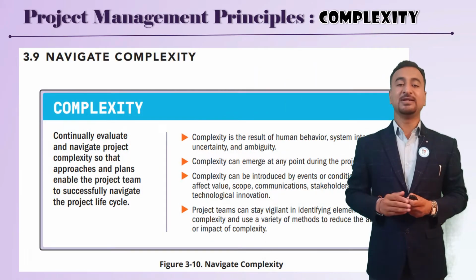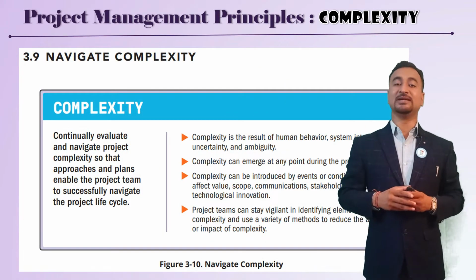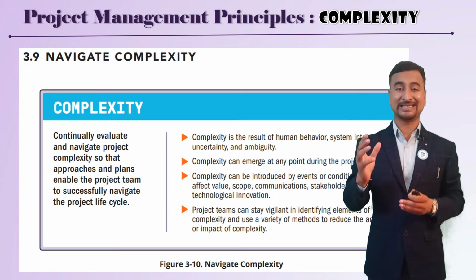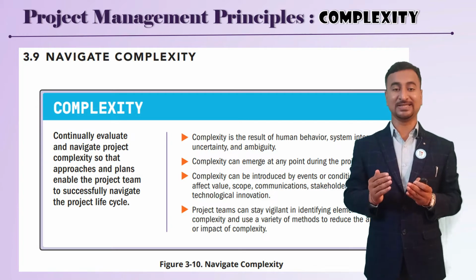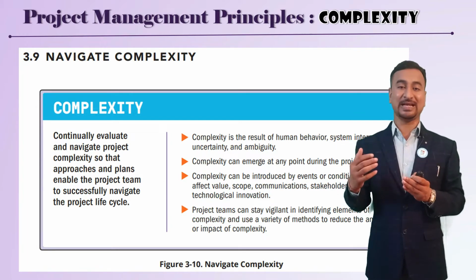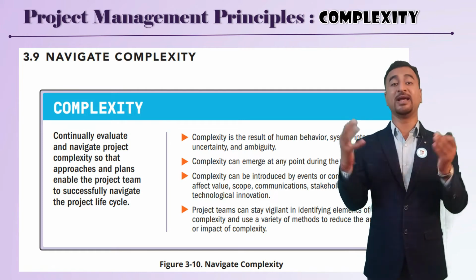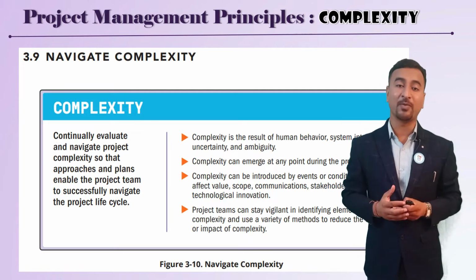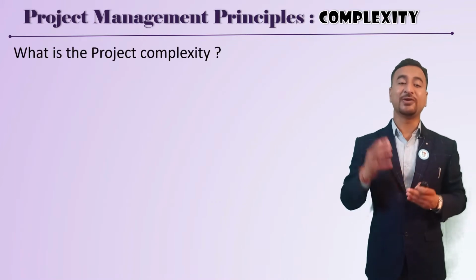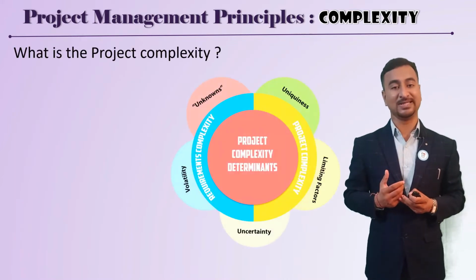So this particular slide on complexity we took from the PMBOK version 7, and it says that we have to navigate the complexity. So how can we navigate the complexity? What are the challenges which need to be overcome, and is there any way by which we can compromise on the complexity? Let's discuss that. So first, let's try to understand what project complexity is.